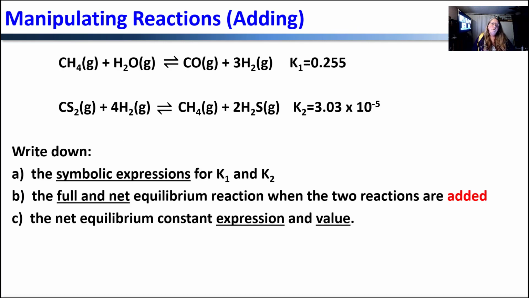What I want you to do is to hit pause. I want you to write equilibrium expressions for both of these reactions. I want you to find the full and net equilibrium reactions when the two reactions are added. So find them individually and then add them together. And then write a net equilibrium constant expression and a value, or at least think through how you might do that. And then come on back, because I'm going to work that through right now.